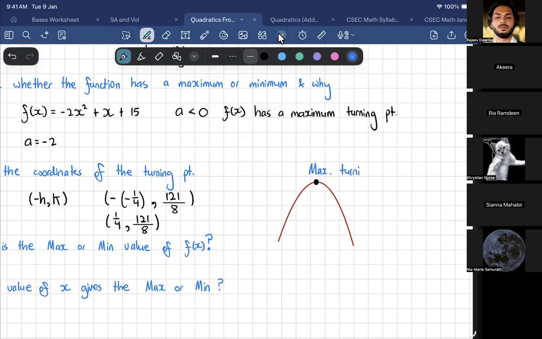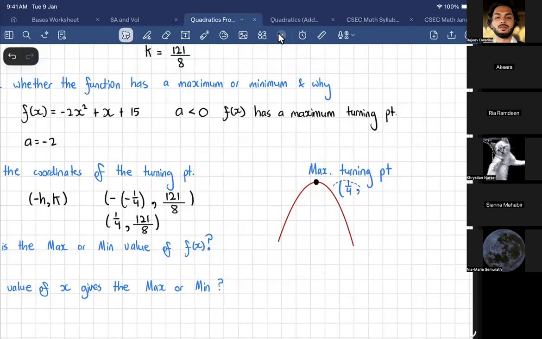I really, really hope I'm not confusing the heck out of you guys. And we just found the maximum turning point to be what? Somebody remind me, what was the maximum turning point? A quarter and 121 over 8. Great. Let me see how bad it is, and I mean this bad in a good way. What is the gradient at the turning point? Does anybody remember? What is the gradient at the turning point itself?